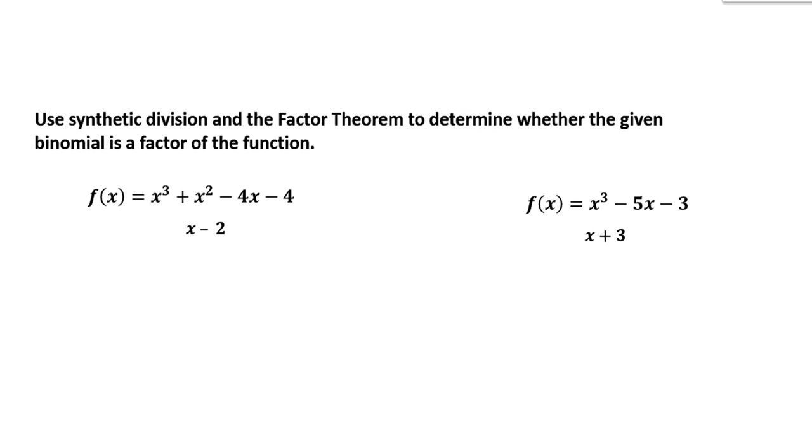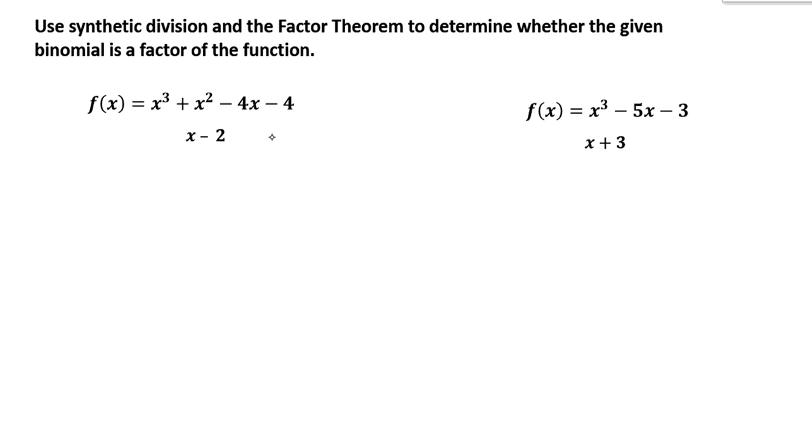All right, use synthetic division to determine whether the given binomial is a factor of the function. So we are going to take x minus 2 and divide it into this polynomial right there. Okay, there's no equal sign, so we need the opposite. That means a is 2. So 2 on the outside.